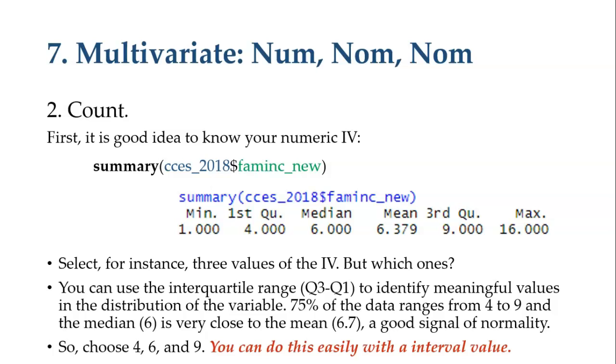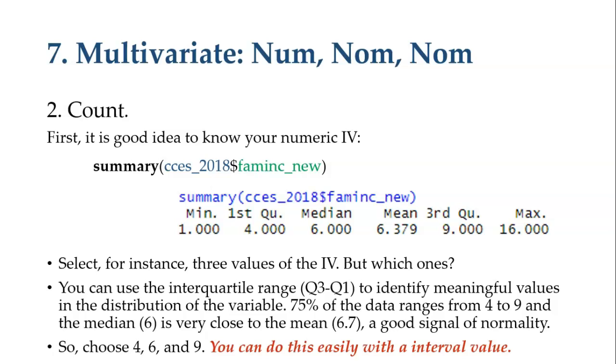If you have an interval variable, which is more manageable, for instance with 13 levels, you can try to find 3 values of that independent variable that are meaningful in the distribution of that variable. For instance, in this case, we're going to use family income. Family income is actually an interval variable, and it's a little bit easier to manage, and I want to introduce these concepts with that variable.